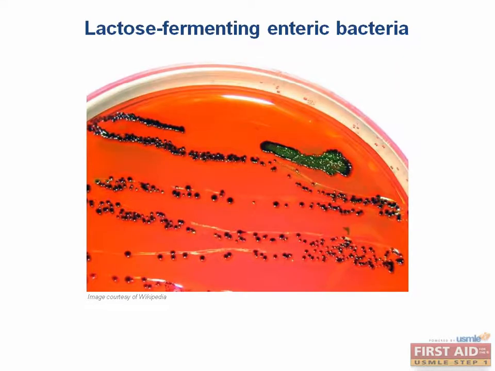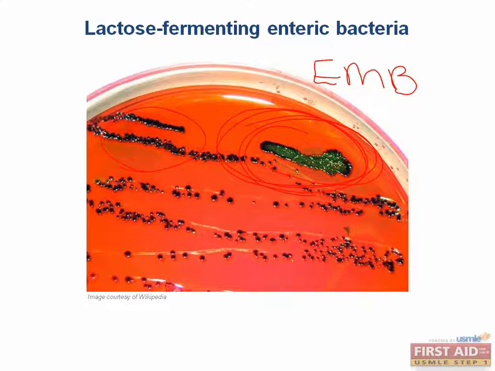There's another type of agar you can use to further help identify the bacterium: EMB, or eosin methylene blue agar, seen here. Lactose fermenters will be purple-black, but E. coli will have a special appearance. On the boards, look out for the key words: metallic green sheen. This describes E. coli when grown on EMB.